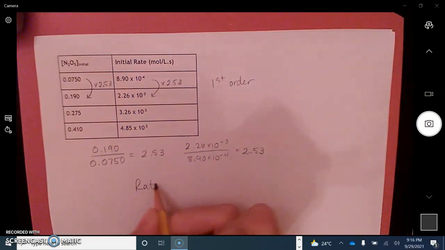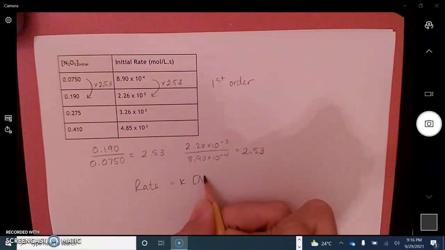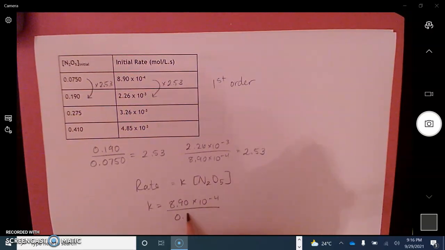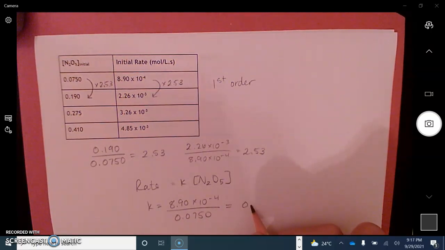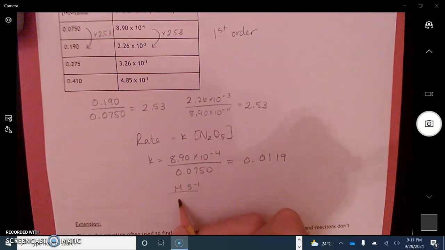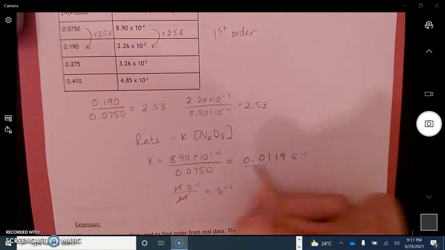My rate law. K, let's just sub in trial 1. And when I put that in my calculator, I get 0.0119. We need some units here. Molarity per second divided by molarity. It's just seconds. Done.